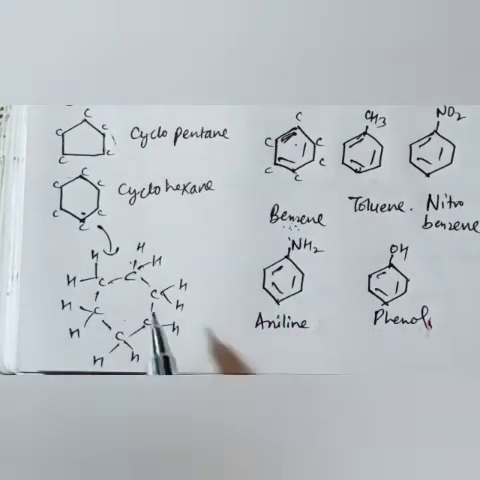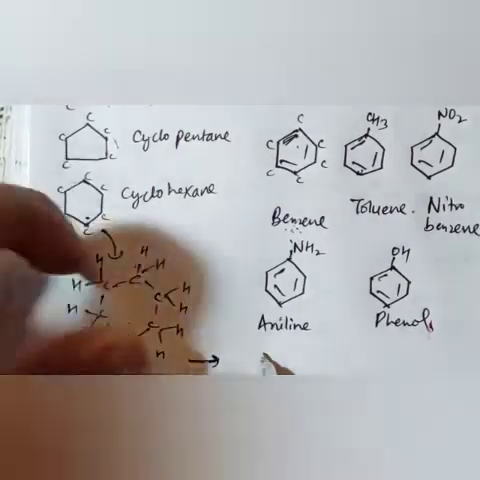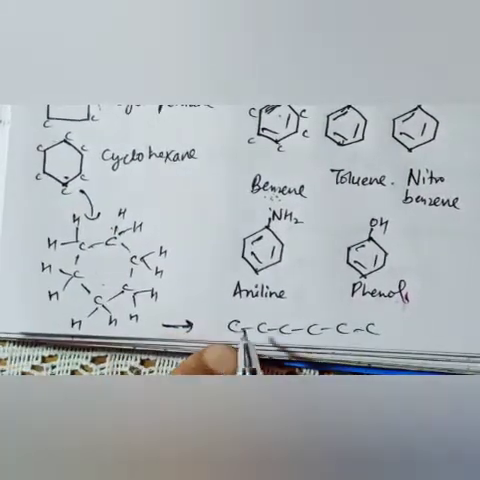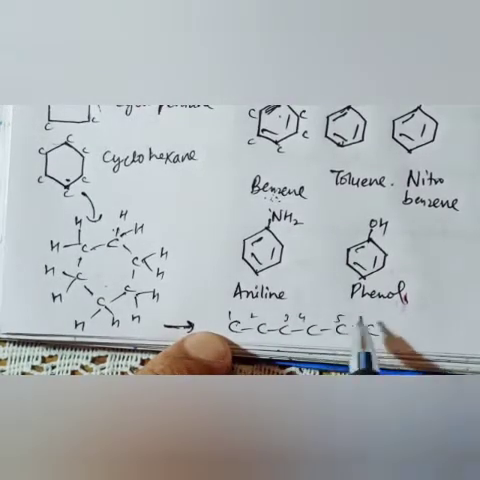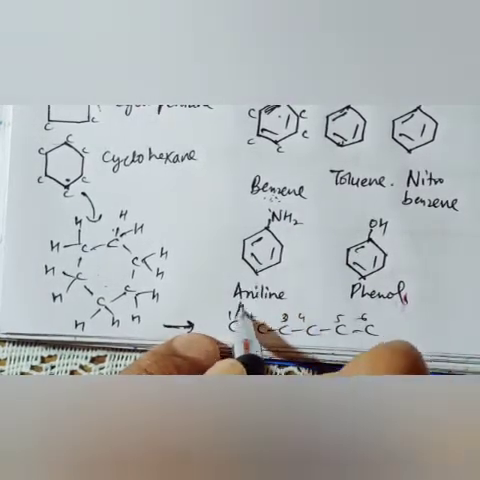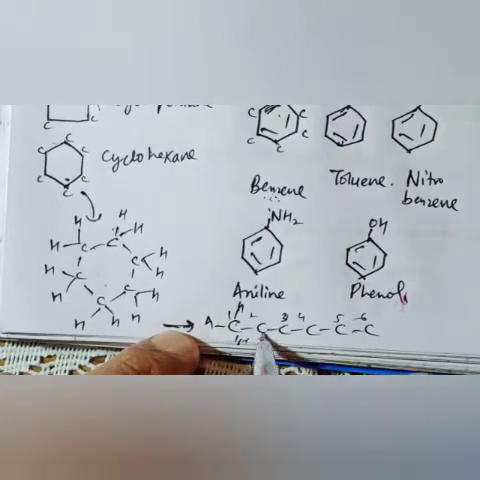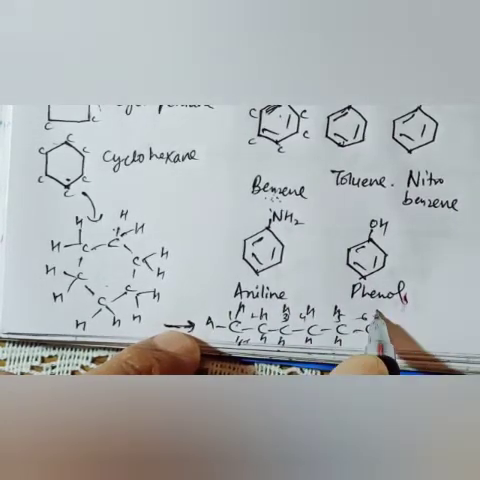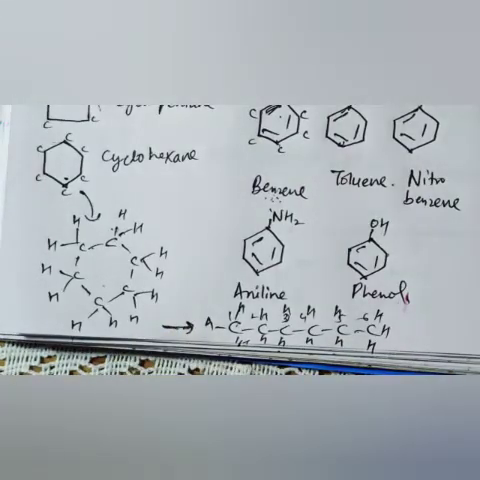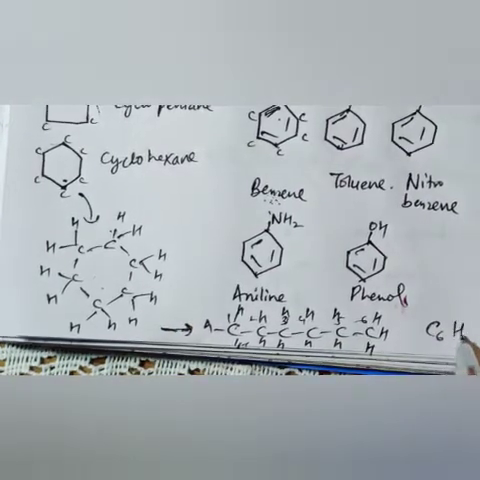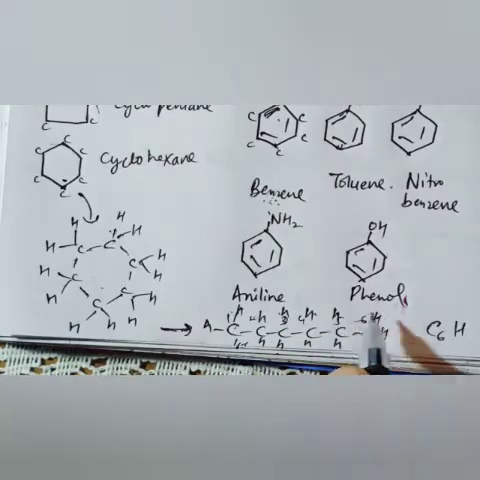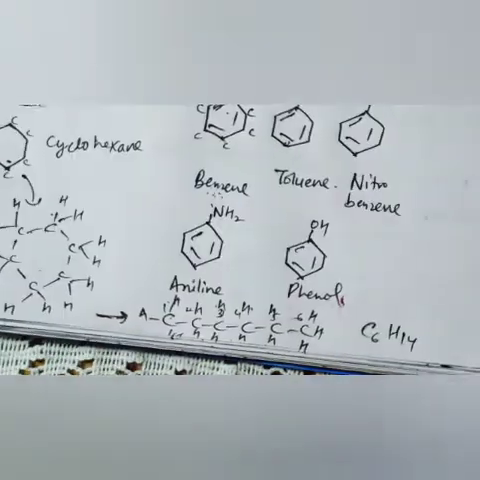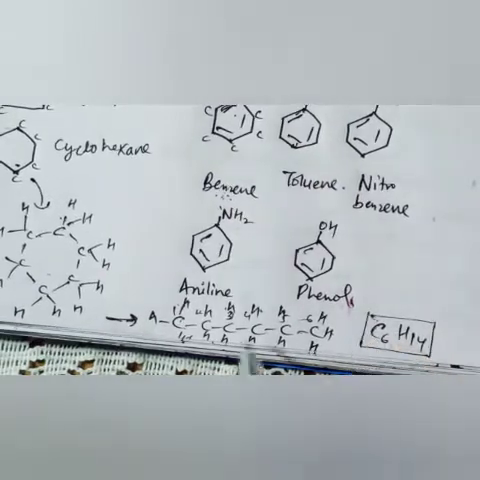This structure changed from where? This structure changed from here. See here now, how many carbons are there? 1, 2, 3, 4, 5, 6 carbon. And with each carbon there is hydrogen. It means there are 6 carbons and 14 hydrogens when we are talking about simple hexane. This is aliphatic simple hexane.